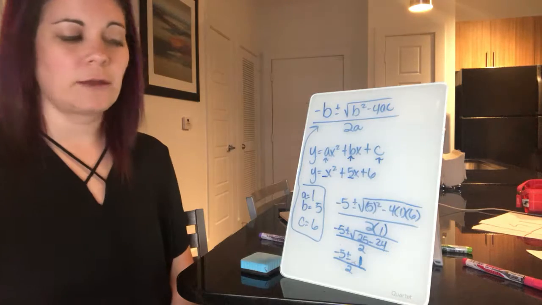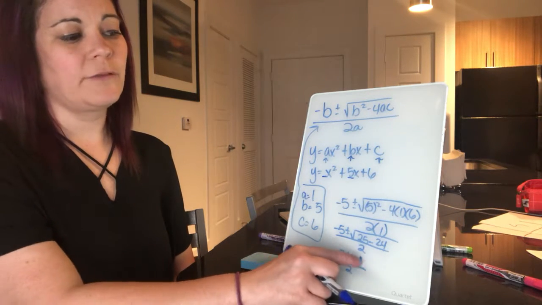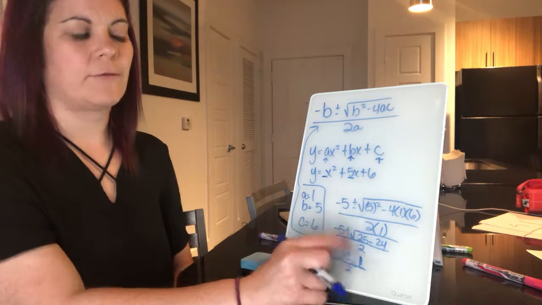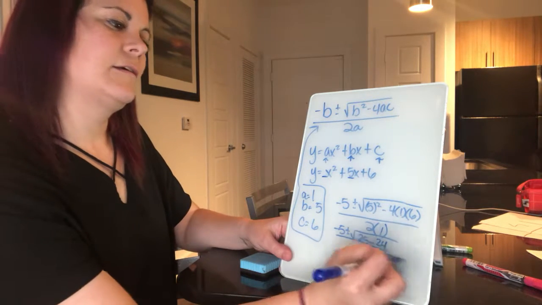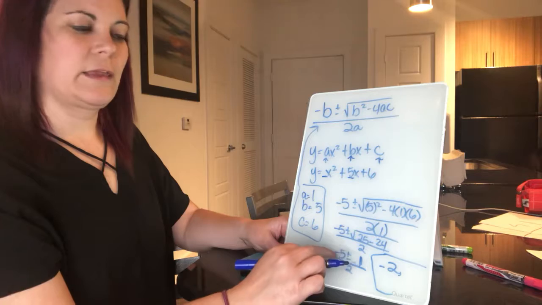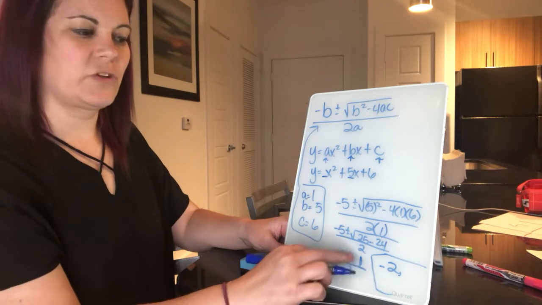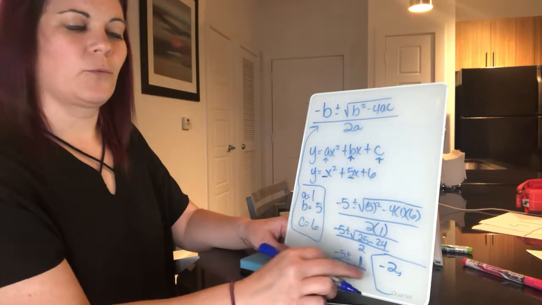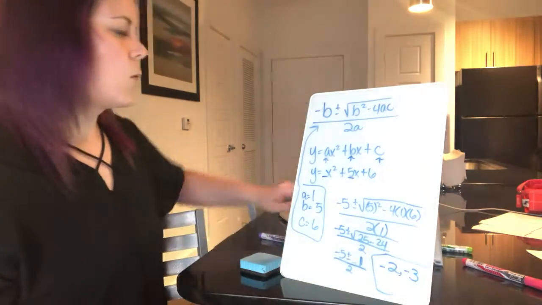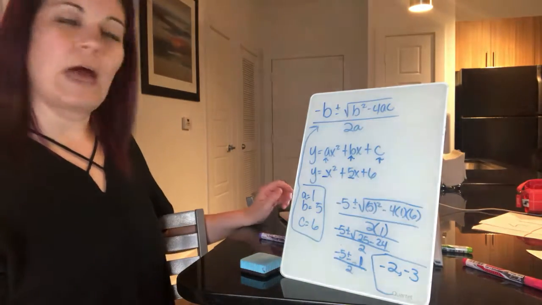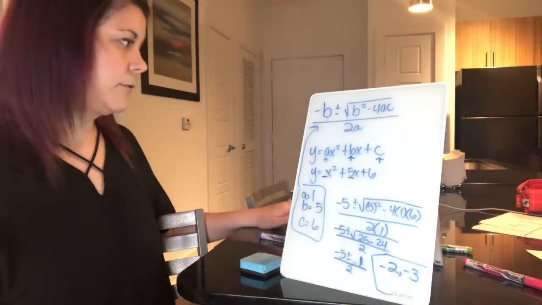So now we can find the values. Negative 5 plus 1 is negative 4. Negative 4 divided by 2 is negative 2. And then our other value is negative 5 minus 1, because you have to do plus or minus. Negative 5 minus 1, which is negative 6. Negative 6 divided by 2 is negative 3. So those are my two values, negative 2 and negative 3.